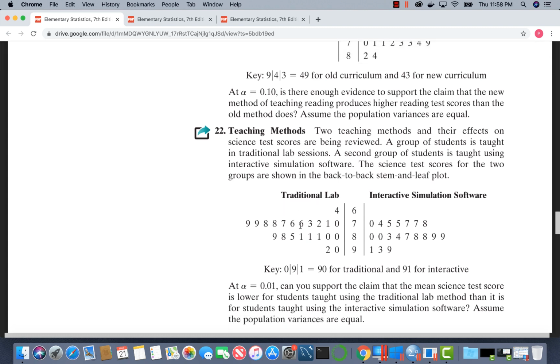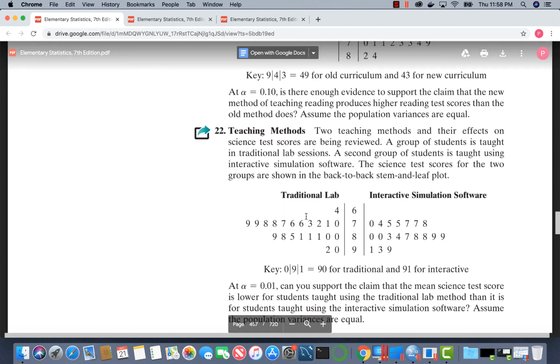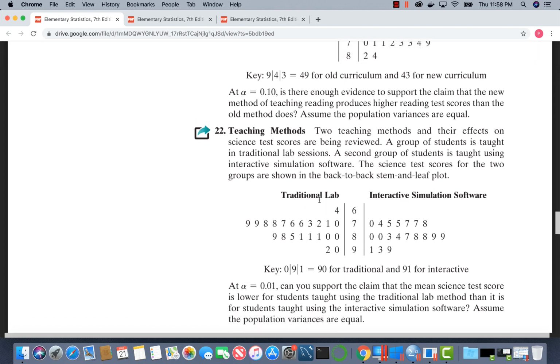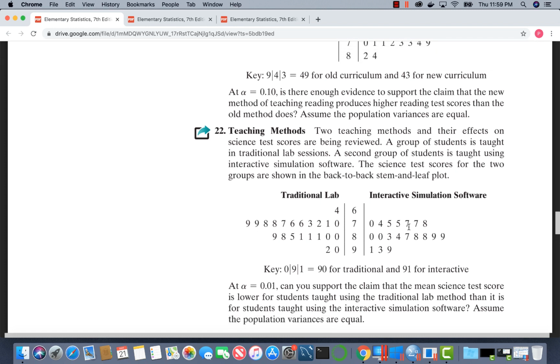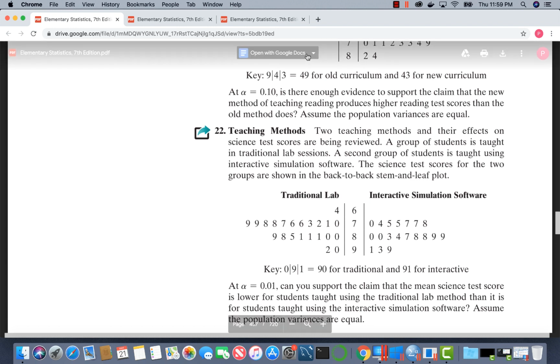Now, this was our first group. This was the second group. So if this is lower than this, the difference between these would be negative. So if the difference between those is negative, the alternative is that mu1 minus mu2 is less than 0. That would make it the left test. So we're doing a left test.